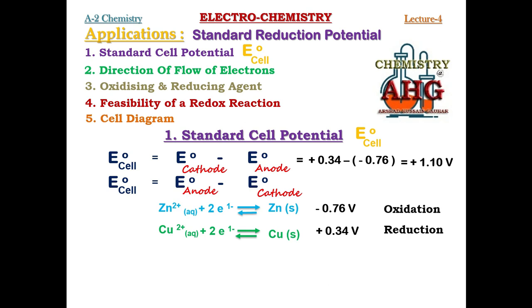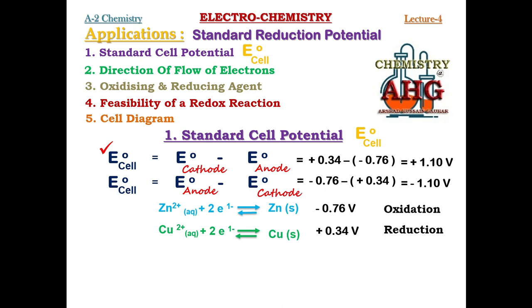The first formula is used to calculate standard cell potential for an electrochemical cell, for a voltaic cell. If you insert values into the second formula, anode is minus 0.76 minus plus 0.34, which is equal to minus 1.10 volt. It is negative. So it means this is an electrolytic cell, because electrolytic cells need some input, some voltage, to carry out a chemical reaction. So remember, mostly in your A2 syllabus we will use the first formula, to calculate standard cell potential for voltaic or galvanic cells.